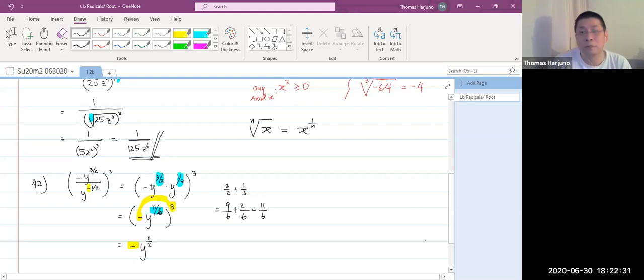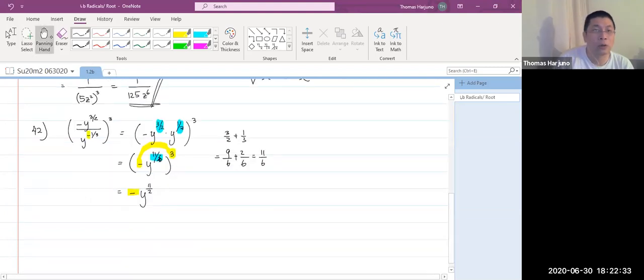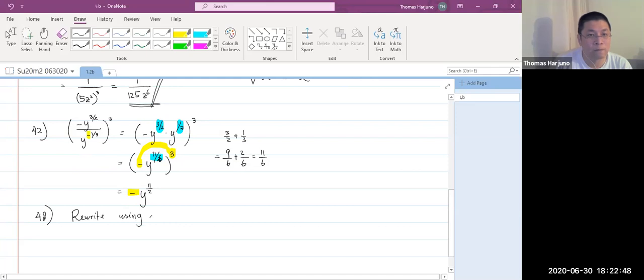Now let's go on. How about number 48? The question is: rewrite using rational exponent. So basically we rewrite the radicals as a fractional or rational exponent. Let's say number 48.